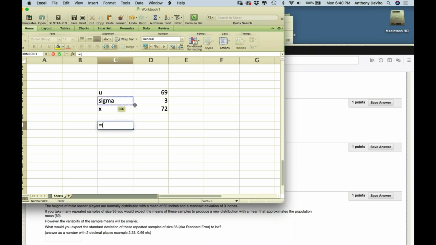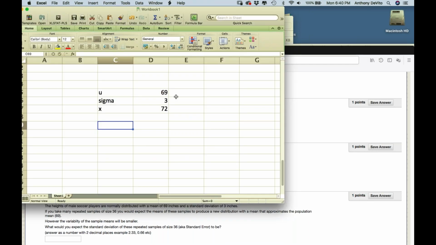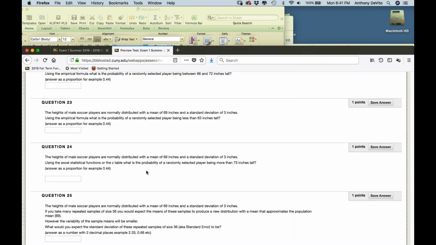Okay, let's go back and take a look. 73, you're right. Okay, 73. So let's calculate our z-score. Z is going to be equal to x minus mu, close parentheses, divided by sigma, the number of standard deviations. It's a positive number because 73 is to the right of 69. That's equal to 1.33.